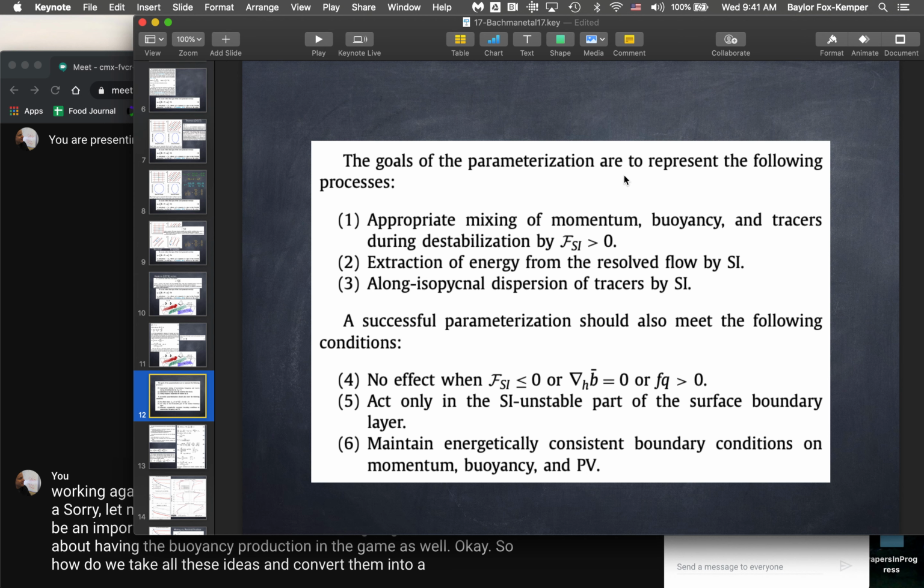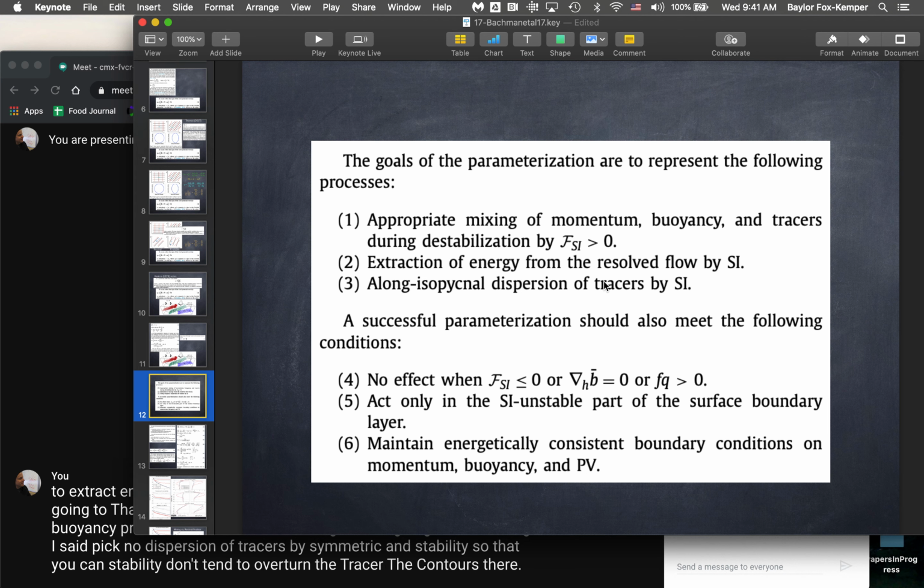Well, we want to make a parameterization which would represent the following processes. It'll mix momentum, buoyancy, and tracers when that forcing is greater than 0. It's going to extract energy from the resolved flow by symmetric instability. That's the geostrophic shear production part, and maybe also buoyancy production. We'll see how that goes. It's going to have a long isopycnal dispersion of tracers by symmetric instability. Symmetric instabilities don't tend to overturn the contours there.